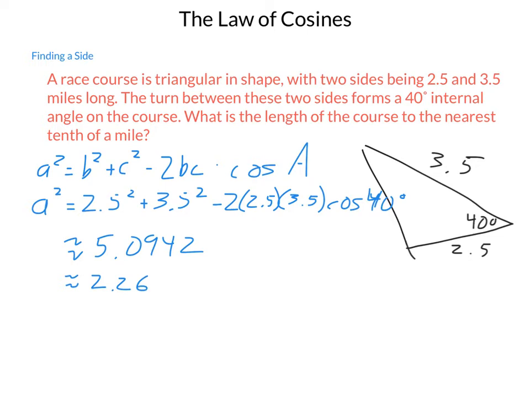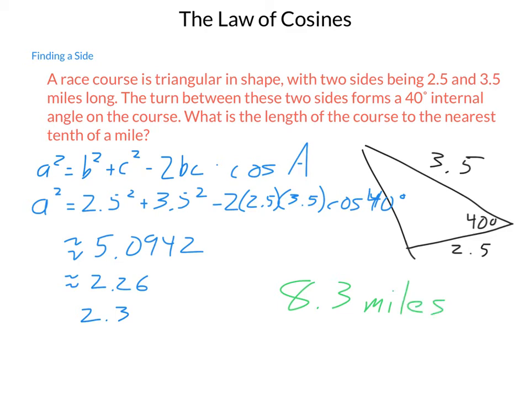2.26 miles. Now, we were asked to find the perimeter, or the length of the course, to the nearest tenth of a mile. So we're going to just call this 2.3. Now, our perimeter will be our 3 sides added together. So 3.5 plus 2.5 gives us 6. 6 plus this 2.3 tells us that our race course is 8.3 miles in length.